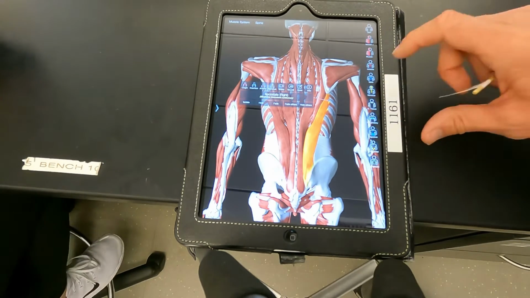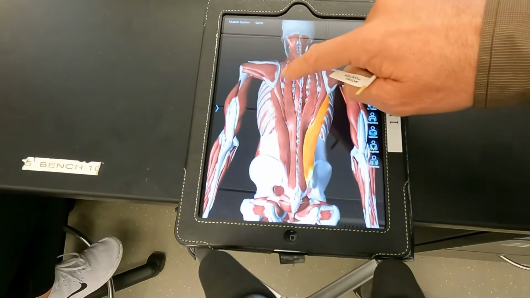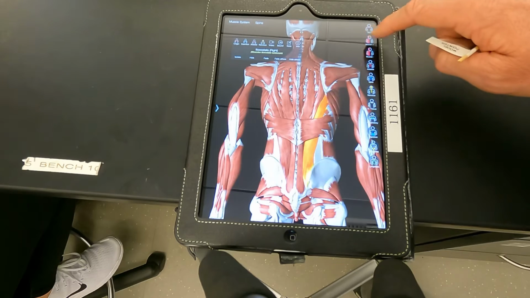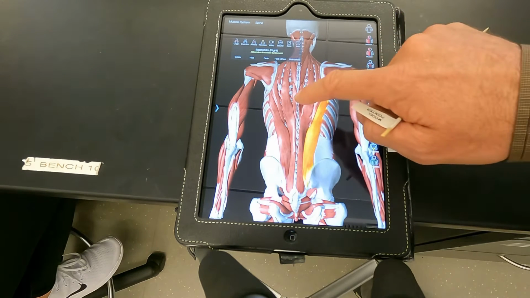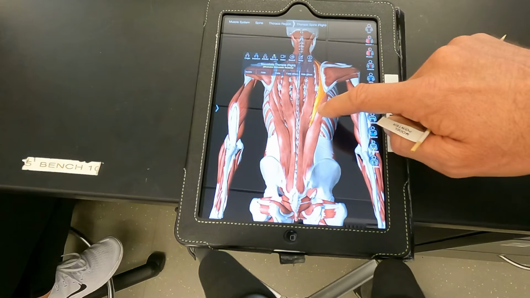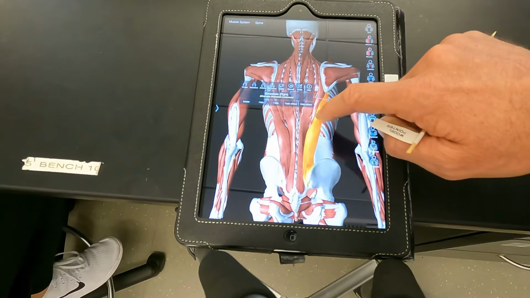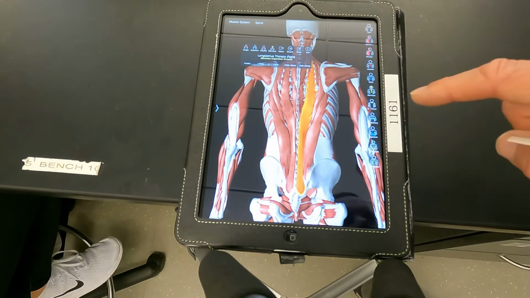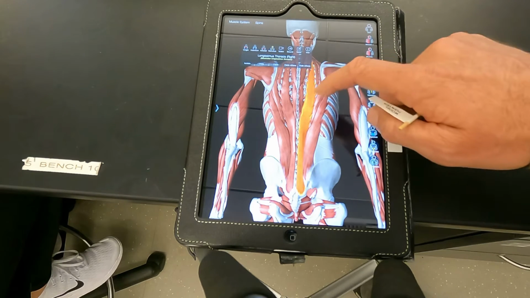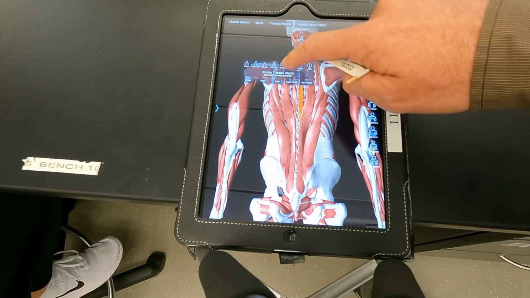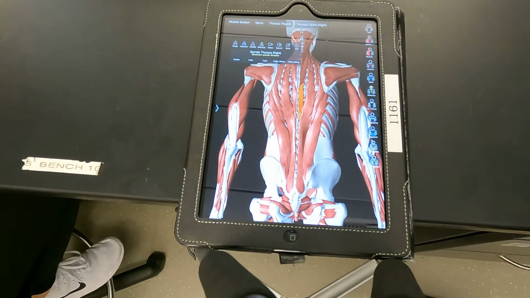And then let's find one more. Oops, we don't have to add another layer of muscle. We have iliocostalis, longissimus thoracis. I'm looking for the spinalis. Well, it's right in the middle. Spinalis thoracis. There it is there. Good. So those are all erector spinae muscles.